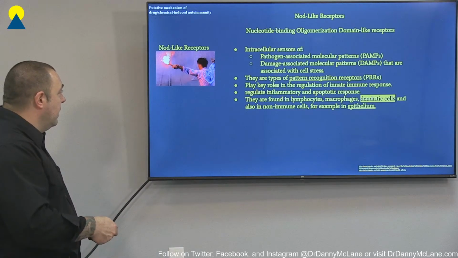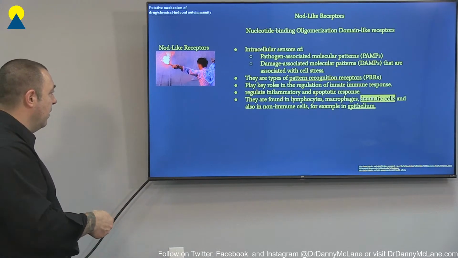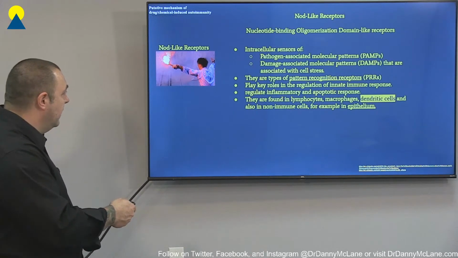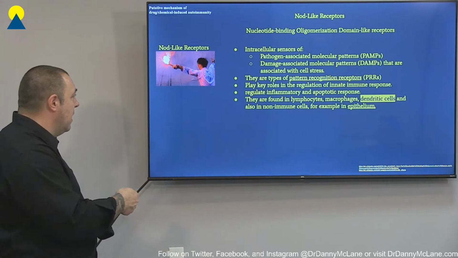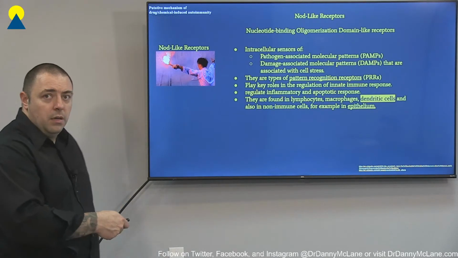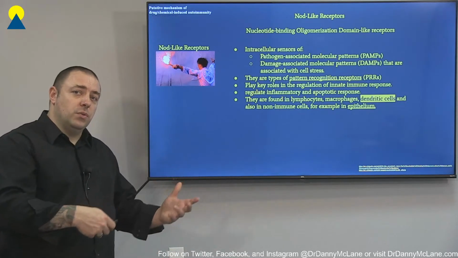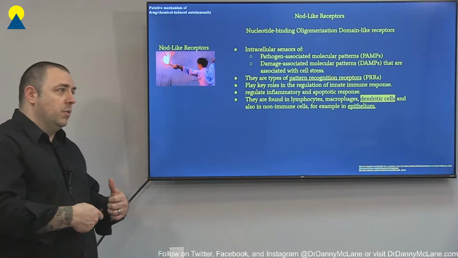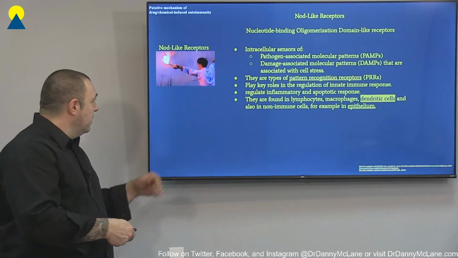All right, these are found everywhere. They're found in lymphocytes, macrophages, those dendritic cells that we talked about that get attacked by Th17, yes. Also non-immune cells in the epithelium. So these are in the epithelium. These are in all those layers: the skin, the gut, the sinuses, all of your respiratory organs, your reproductive organs. That's where all this stuff is.